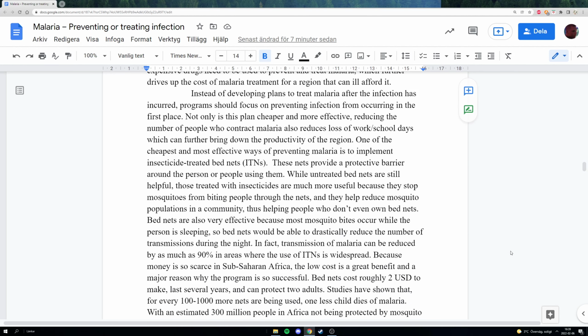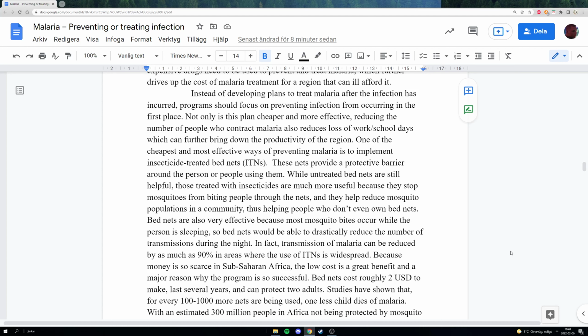Instead of developing plans to treat malaria after the infection has occurred, programs should focus on preventing infection from occurring in the first place. Not only is this plan cheaper and more effective, but reducing the number of people who contract malaria also reduces loss of work and school days, which can further bring down the productivity of the region. One of the cheapest and most effective ways of preventing malaria is to implement insecticide-treated bed nets, ITNs.